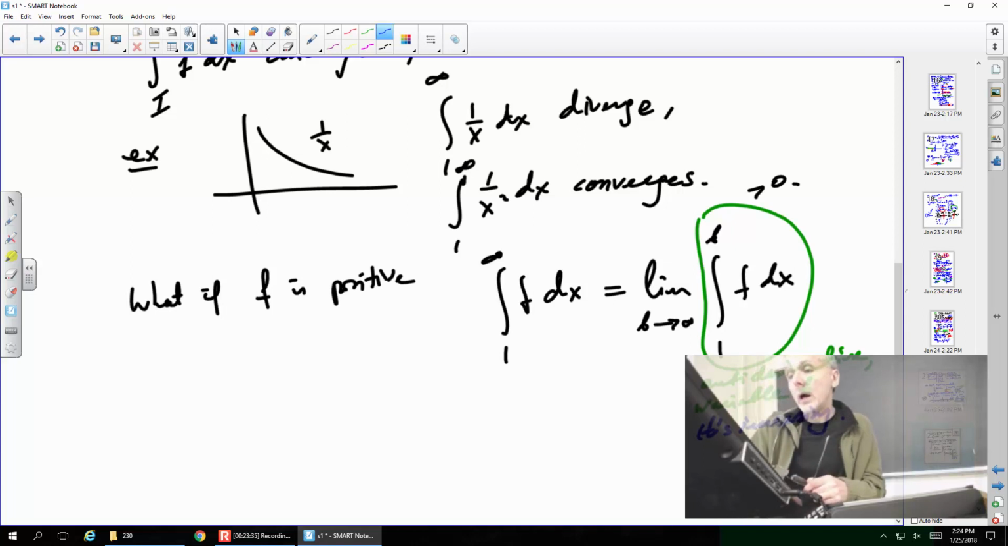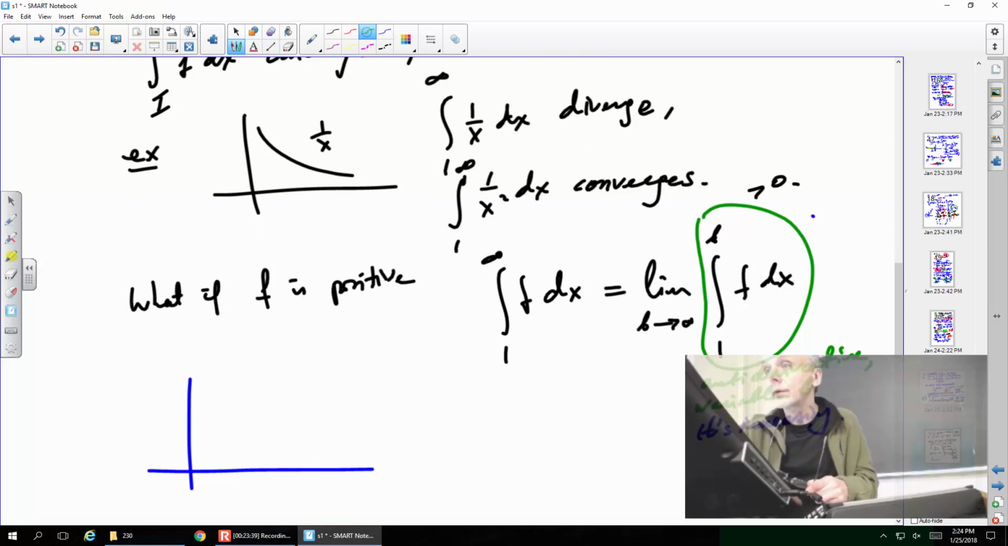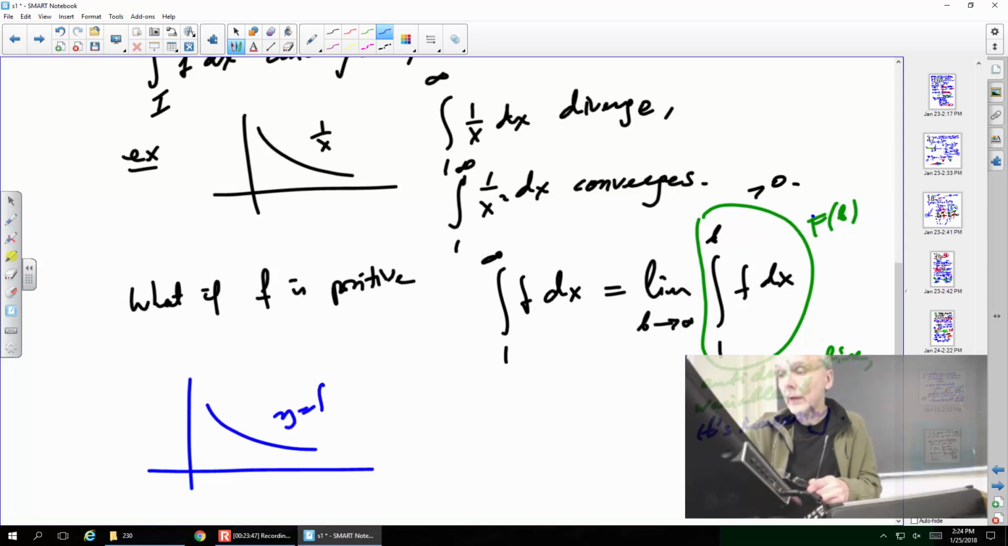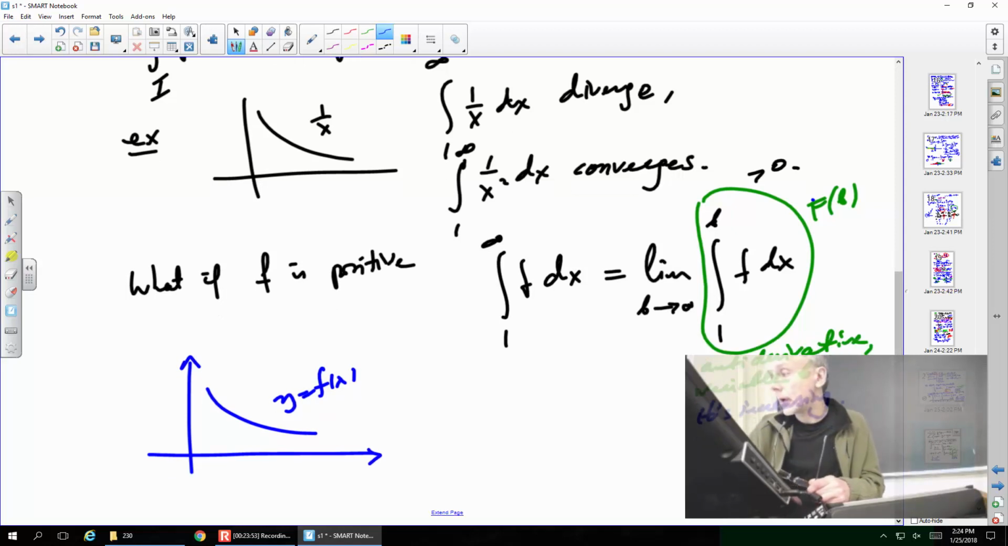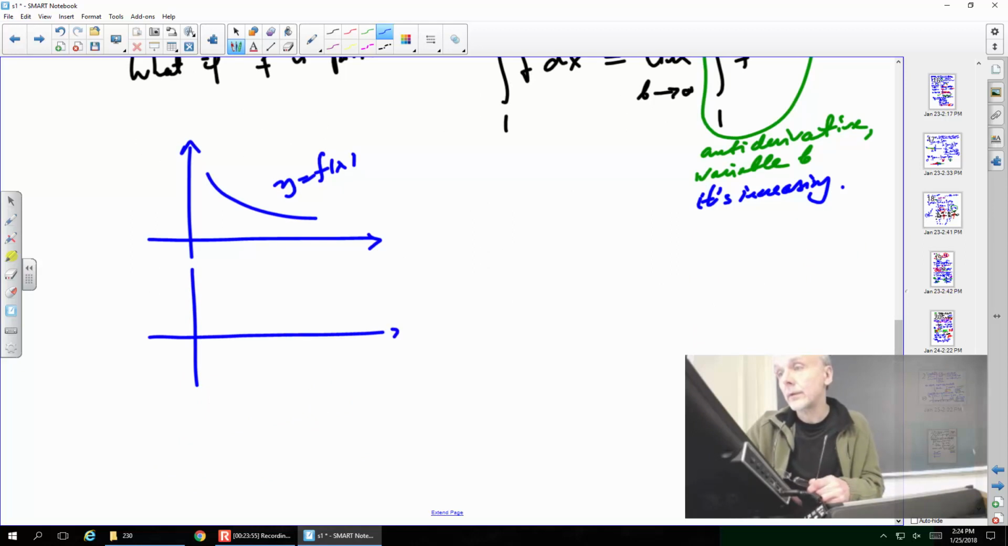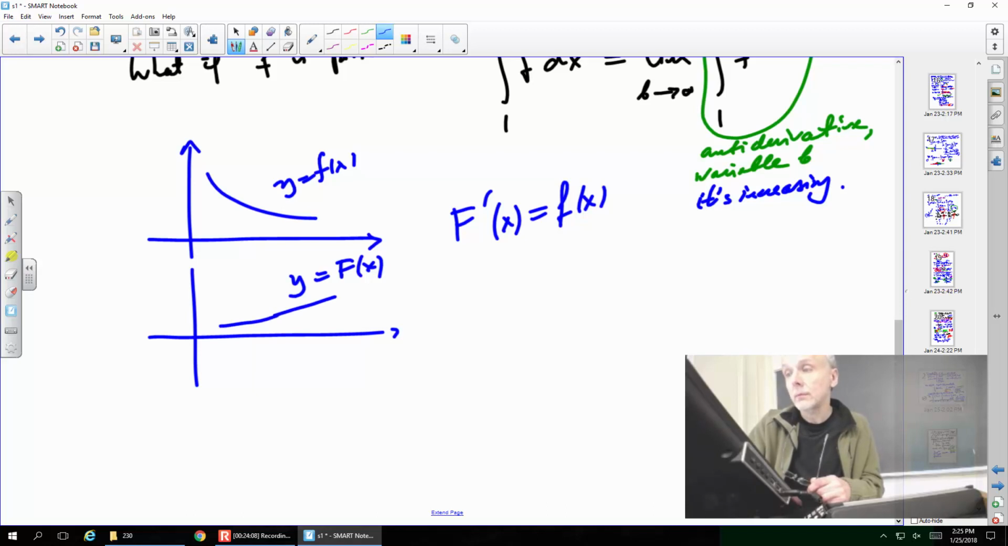Okay, so now let's call this function f capital, f of b over here. There was some function f of x to begin with, which was positive, say y equals f of x. Then I created a new function, which is its antiderivative, whatever that is. So y equals f capital of x, the antiderivative, so f capital prime of x is equal to f of x. That's all familiar from calculus 1. What it looks like, as we just established, is increasing. How exactly, we don't know, but that's roughly what it looks like.